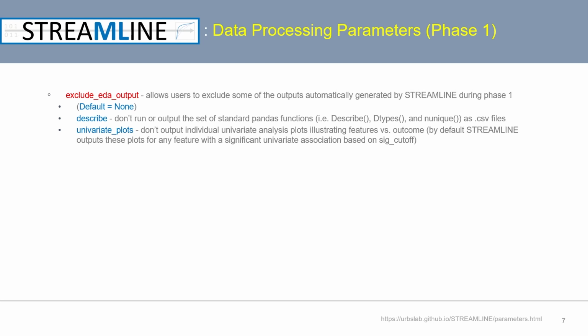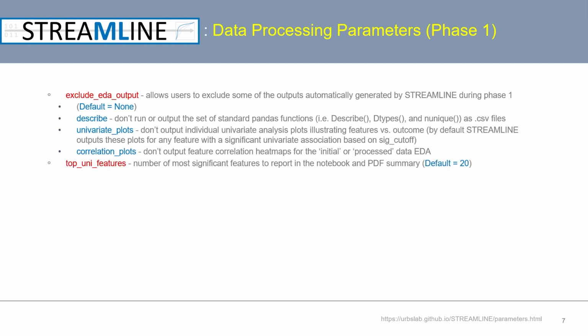By default, Streamline outputs these plots for any feature with a significant univariate association, which further relies on the SIG cutoff run parameter. And third, correlation plots, which indicates that Streamline shouldn't output feature correlation heat maps for either the initial or processed data exploratory analysis. Another run parameter is top uni features, which defines the number of most significant features to report in the notebook and PDF summary. This is set to a default of 20.